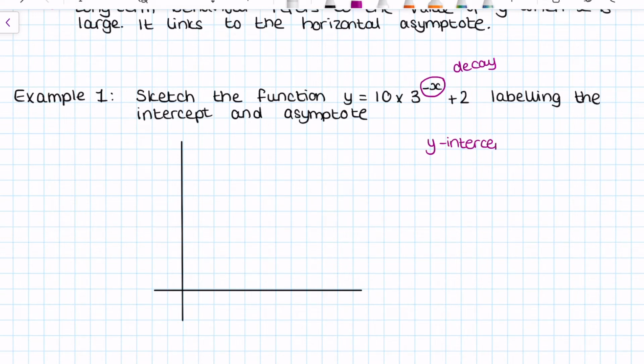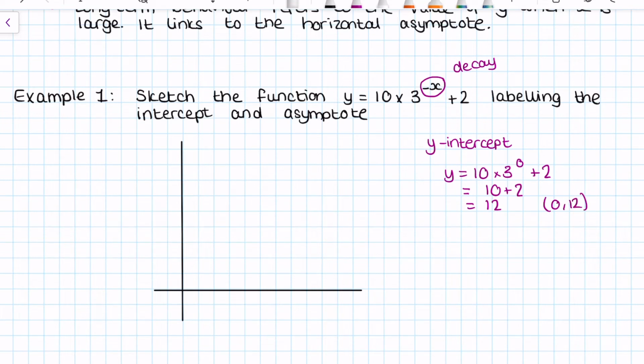So the y-intercept, remember, you can either do the k plus c if you remember that, or you can make x equal 0. So if we make x equals 0, we have y equals 10 times 3 to the power of 0 plus 2. Remember, anything to the power of 0 is just 1, so it'll be 10 plus 2, which is 12. And you see there we've done the k plus c. It's just most of the time people forget that you can do that, so it's just easier to put x as 0. So our y-intercept is at 0, 12.